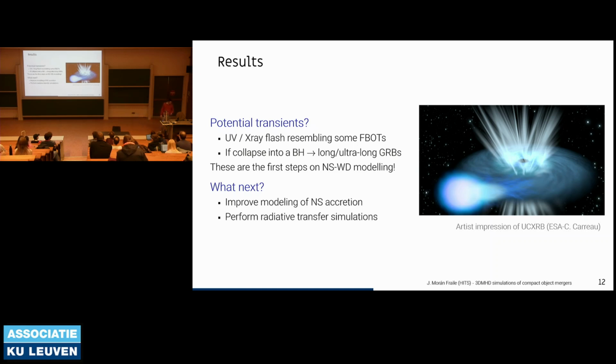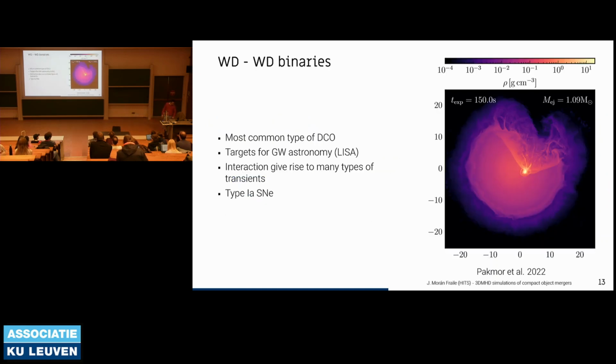And then the second type of transient that I wanted to mention today is the outcome of white dwarf mergers. Binary white dwarfs don't need that much introduction. These are arguably, without any discussion, the most common type of double compact object in the universe. We know they are targets of gravitational wave astronomy for LISA as binaries. And when the orbit shrinks and they start interacting, they will give rise to many different types of transients. The most spectacular one has been type Ia.